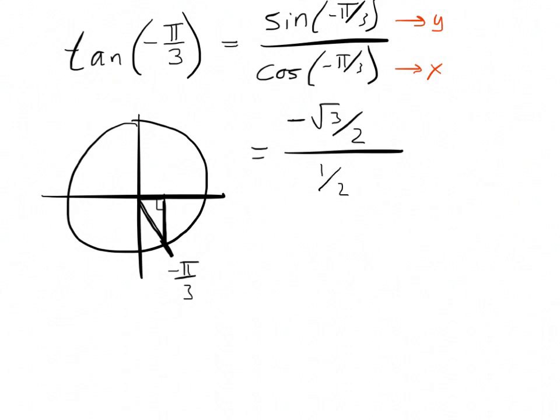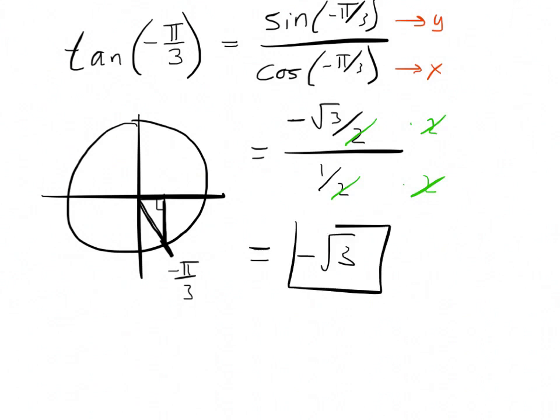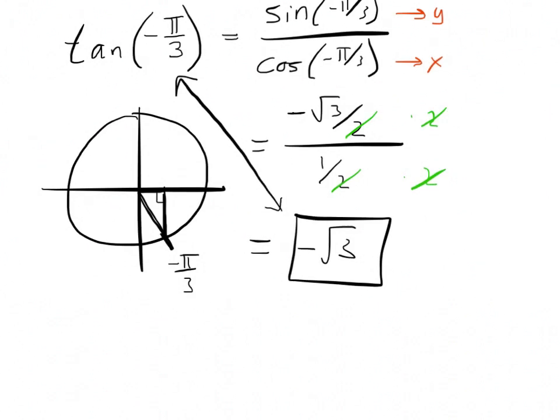If I then multiply top and bottom of this thing by 2, you'll have a sort of a 2 cancellation party. And when all is said and done, all that's left is negative root 3. And that is the tangent of negative pi over 3. I'll go ahead and put one more up here just so that you can try it on your own. So let's take a look at that one next.